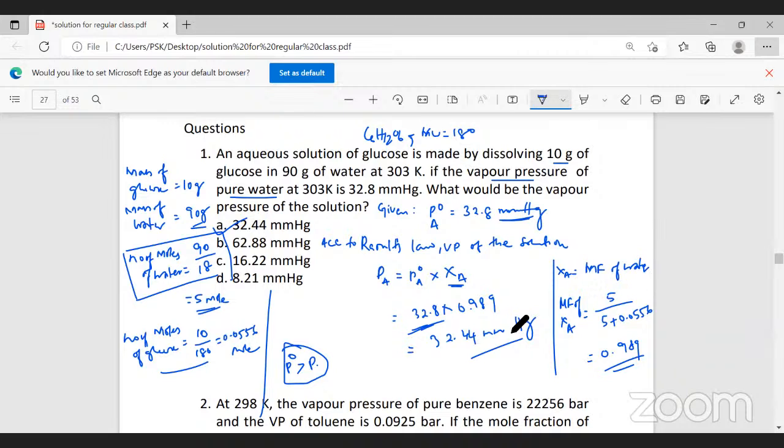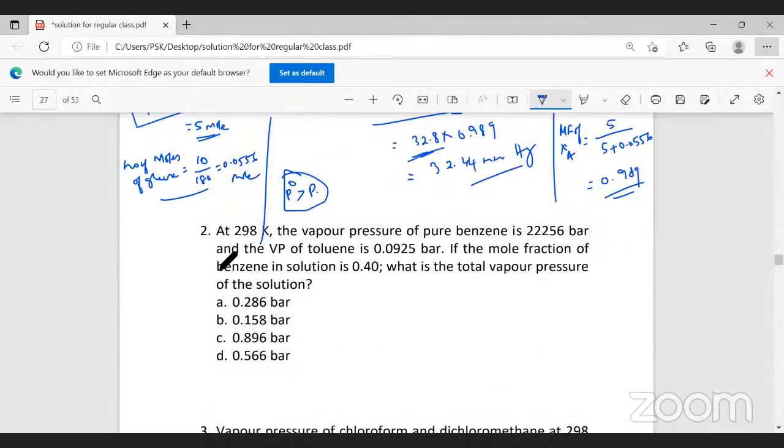Any clarification with this? It's a lengthy problem. These kinds of problems will be asked in the competitive exam. You should be fast to work out this problem. There's a simple formula. If you remember this formula, and if you're able to calculate the number of moles, then it becomes easy. Did you follow this? Yes, sir. The next question.